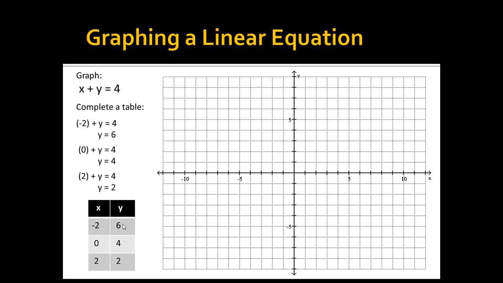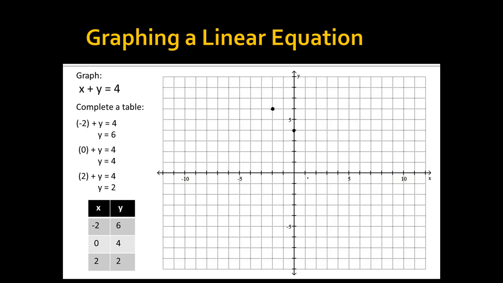So I've done my chart with my ordered pairs. My first ordered pair is -2 and +6. So I start at the origin. Let me get my pen. I start at the origin and I go to -2 on the x-axis. From there, I go up to +6, and I put a point. Next point, x is 0, y is 4. So I go to the origin. I don't move left or right. This time I go up 4 units. And I put a point.